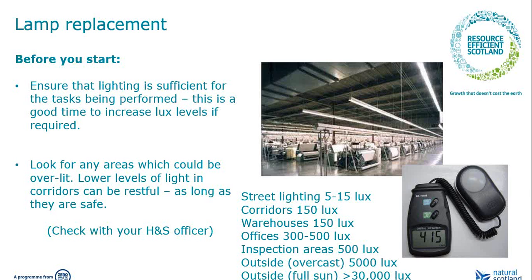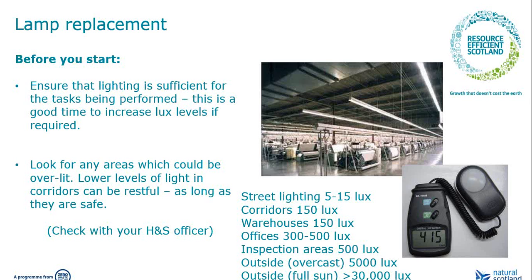I've put some typical lux levels for different spaces in the column on the right hand side of the table there. So you can see 5 to 15 lux might be external street lighting type. 150 lux for corridors is quite comfortable. Warehouses are often at that kind of level. Anytime there's close work or office type work, it tends to be higher, 300 to 500 lux. Inspection areas, for example in factories where there's really close inspection needed, they need to be up at 500 lux plus. And just as a bit of a comparison, outside on an overcast day might be 5,000 lux, and outside in full sun might be 30,000 lux.